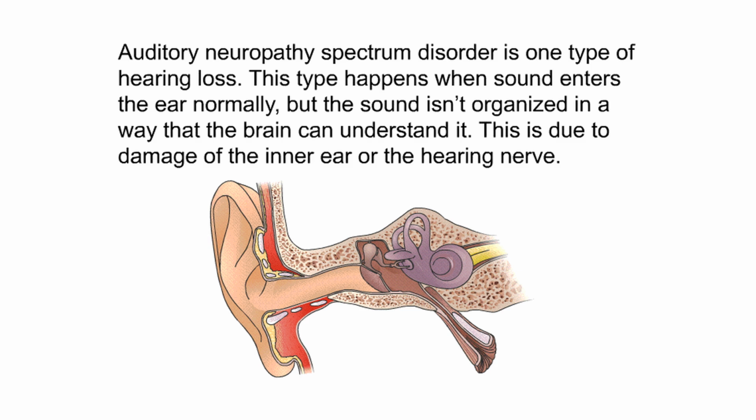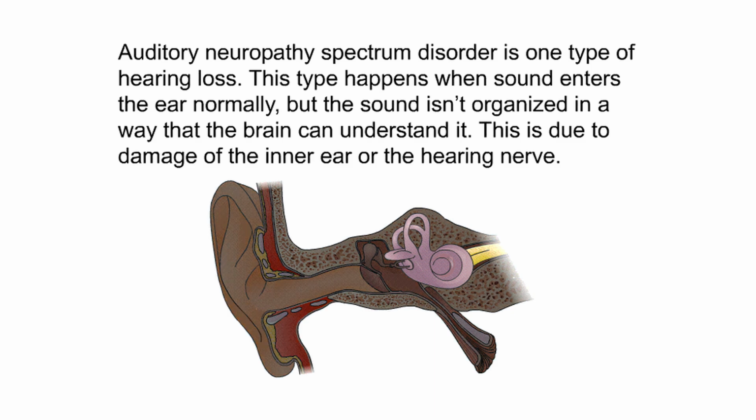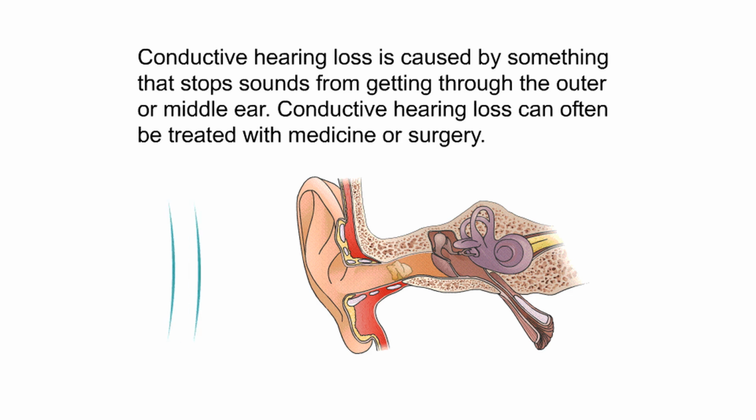Auditory neuropathy spectrum disorder is one type of hearing loss. This type happens when sound enters the ear normally, but the sound isn't organized in a way that the brain can understand it. This is due to damage of the inner ear or the hearing nerve. Conductive hearing loss is caused by something that stops sounds from getting through the outer or middle ear. Conductive hearing loss can often be treated with medicine or surgery.